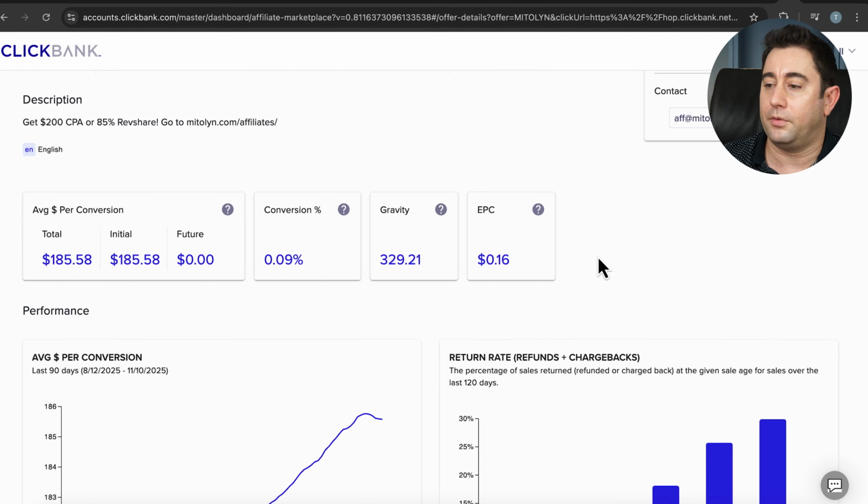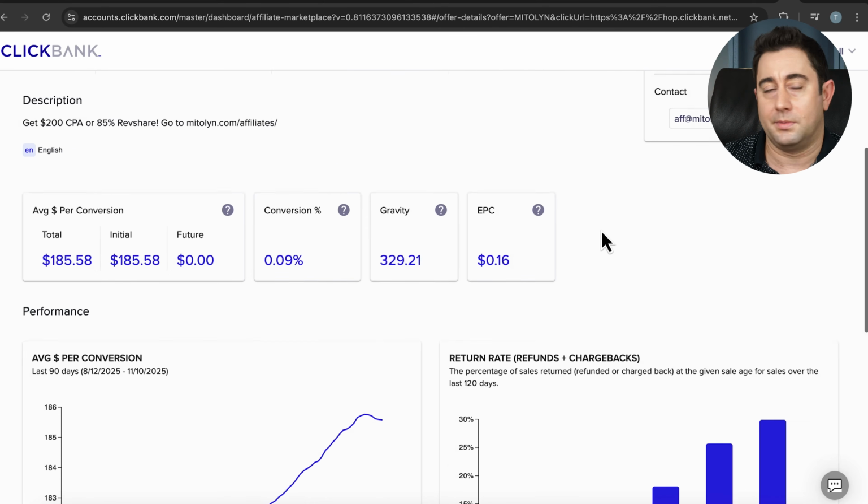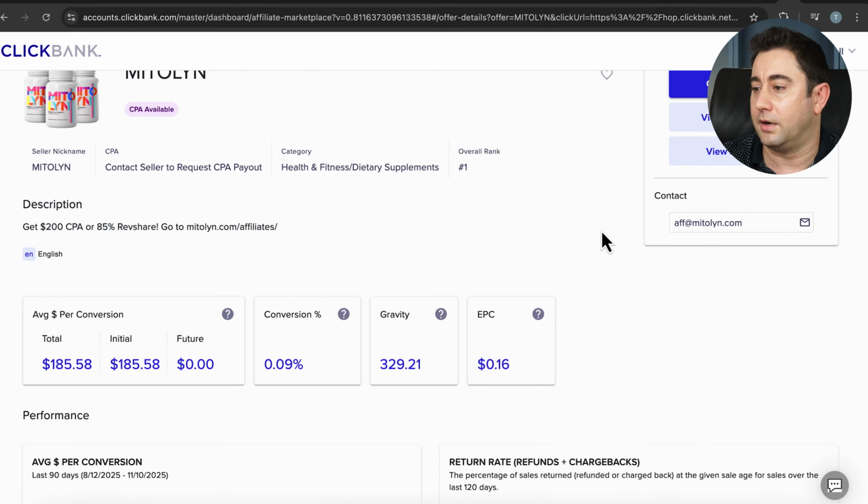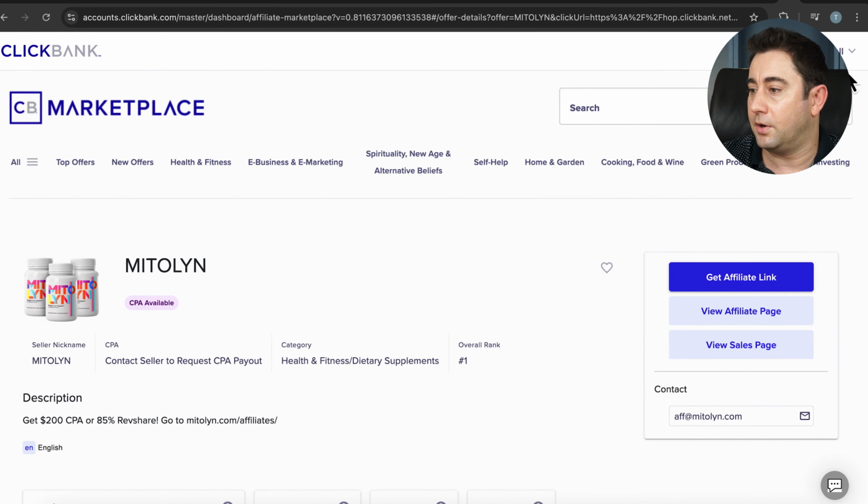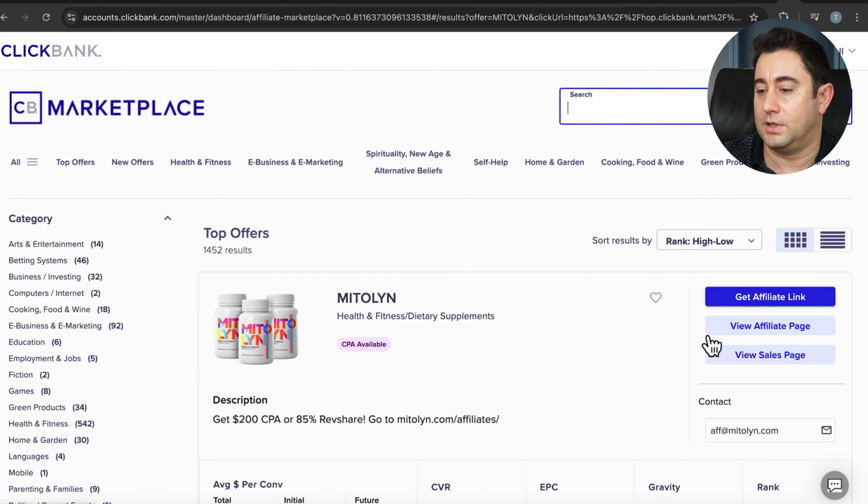So I'd be more comfortable working with an offer that's perhaps nearer that $1 range. But again, always trust your own data, guys. I'm not saying don't do it, I'm just speaking on behalf of myself here. I'm going to come back into the marketplace again. I want to have a look at a few other offers too.